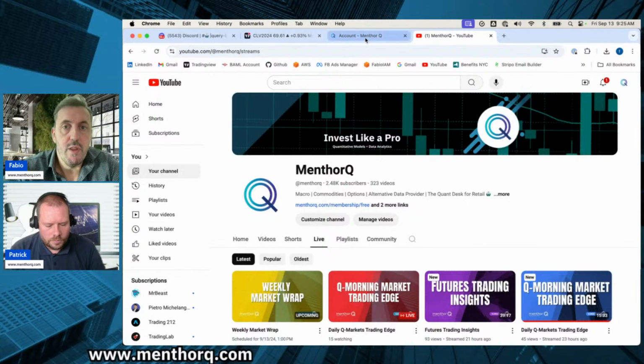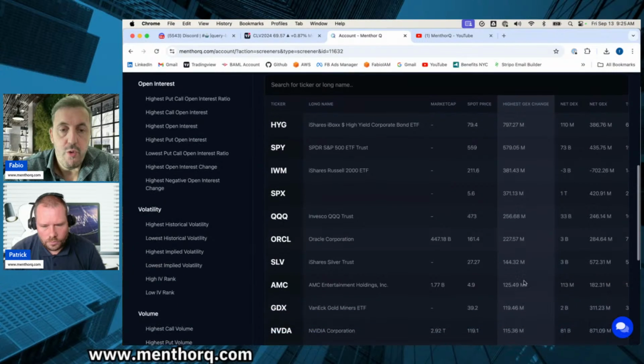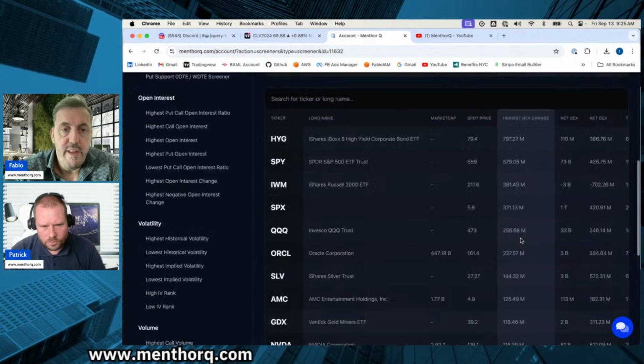But basically, we talked about the changing gamma on assets like SPY, SPX, QQQ. So the story continues today. We have the highest change in gamma, from negative to positive. Additional positive gamma over these assets. So we have QQQ, we have Oracle, NVIDIA.